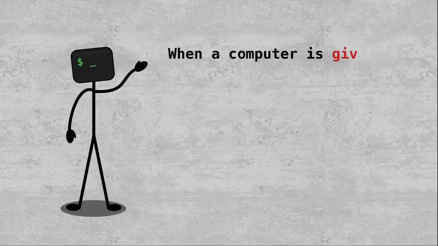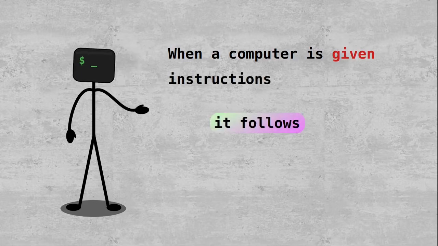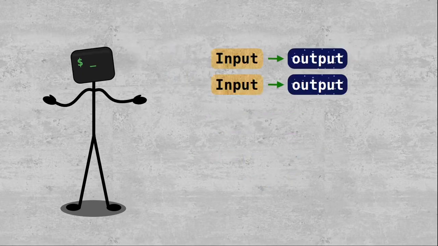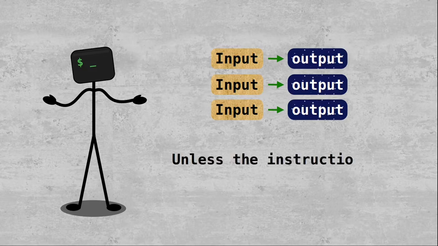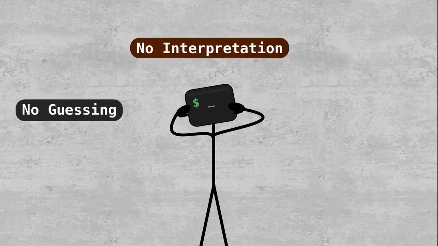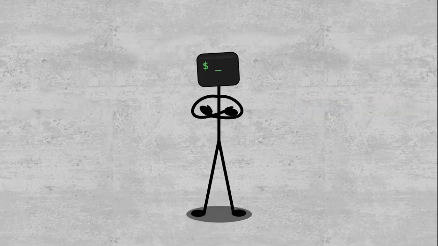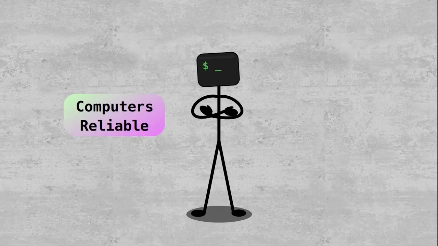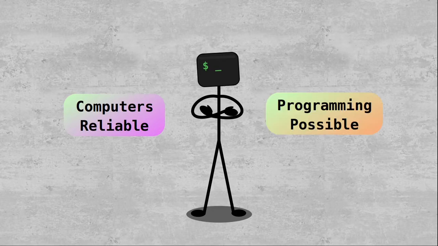When a computer is given instructions, it follows them in a fixed and predictable way. The same input will always produce the same output, unless the instructions change. There is no guessing, no interpretation, no intuition. This predictable nature is what makes computers reliable, and also what makes programming possible.